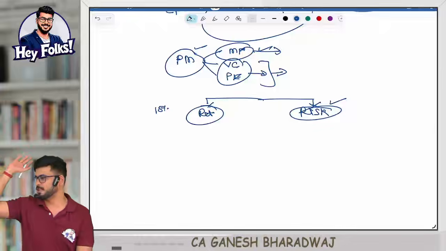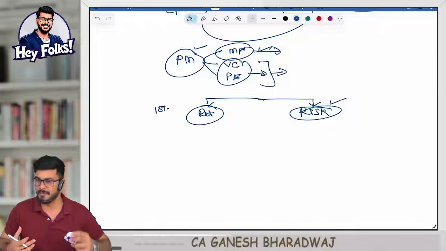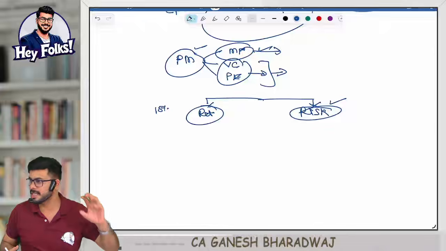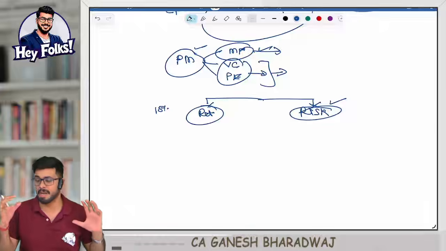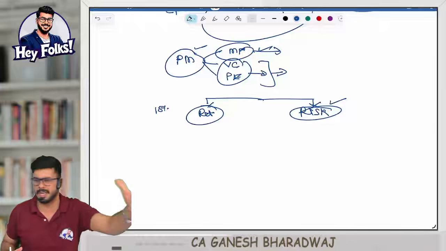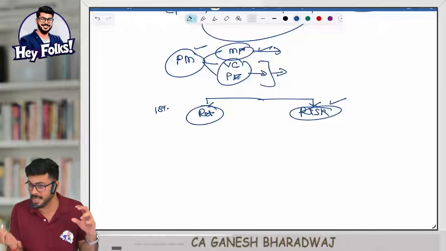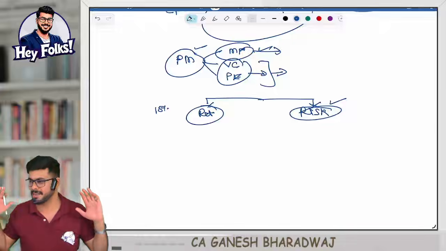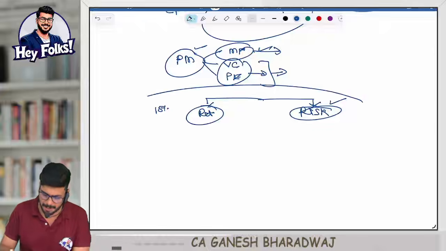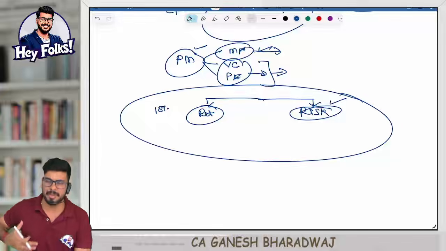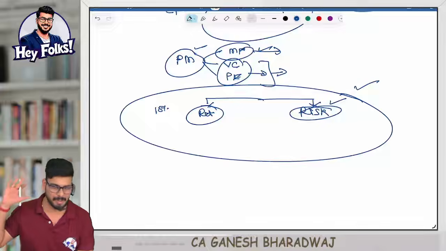Are you all able to understand? Hence, from an investor's perspective, we are bothered about two things: return, which is how much amount I'm expecting out of the investment, and risk, which is the chance of my expectation not getting fulfilled. Is everybody able to understand till now? This entire chapter predominantly revolves around risk and return only.